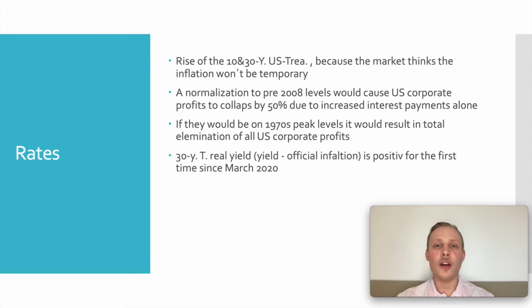Next, we are going to talk about the rise in the 10 and 30 year US Treasury bonds. The rise is because the market thinks inflation won't be temporary, like some central bankers say. They think inflation is going to be worse than predicted, so the rates are rising. Just think about that. A normalization to pre-2008 levels would cause US corporate profits to collapse by 50% due to the increased interest payments alone.